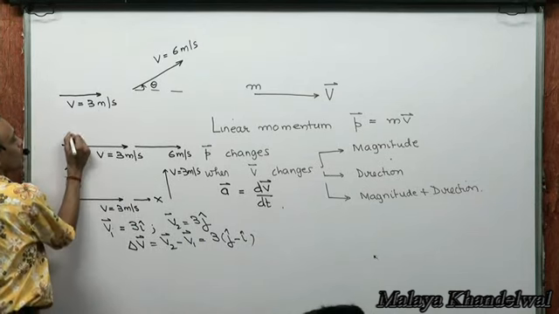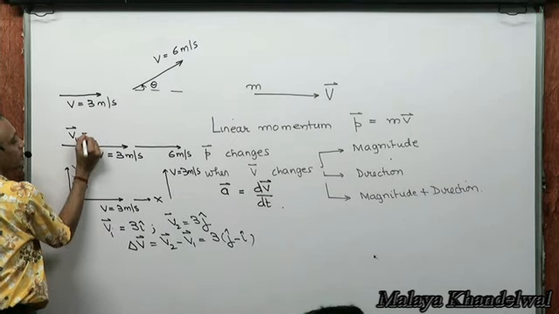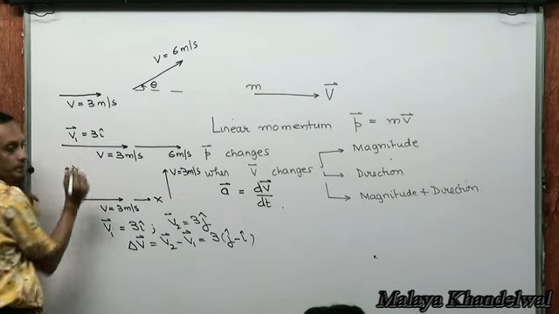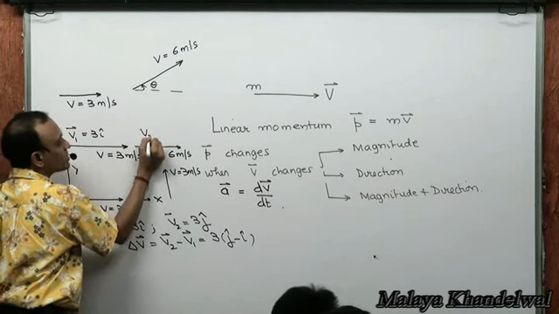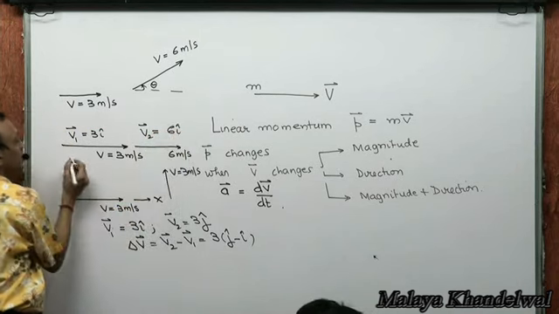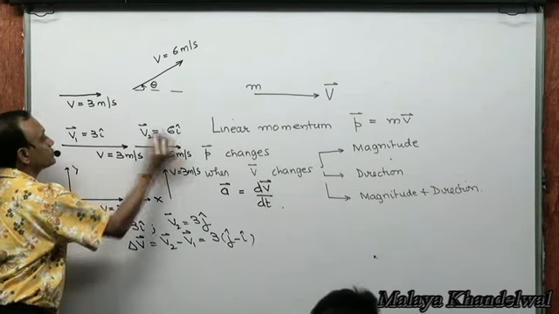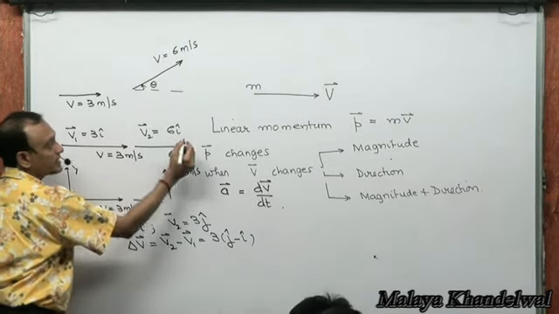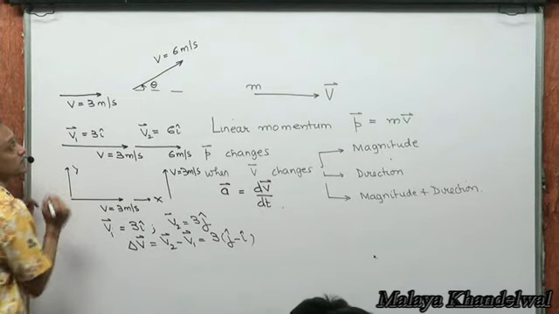In this case, what is the initial velocity v1? 3 i cap. What's the final velocity? 6 i cap. What's the change in velocity in this case? v2 minus v1, which is 3 i cap.